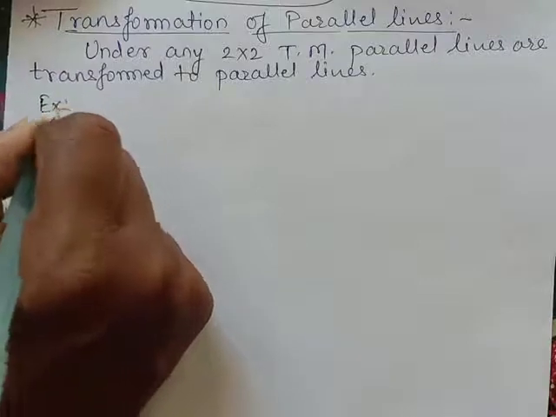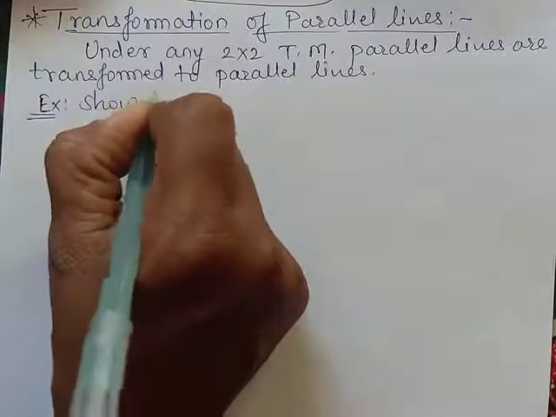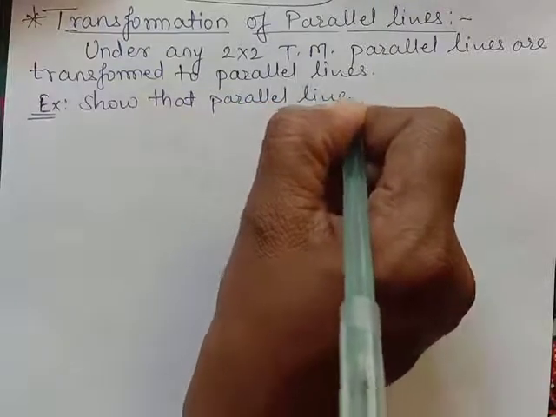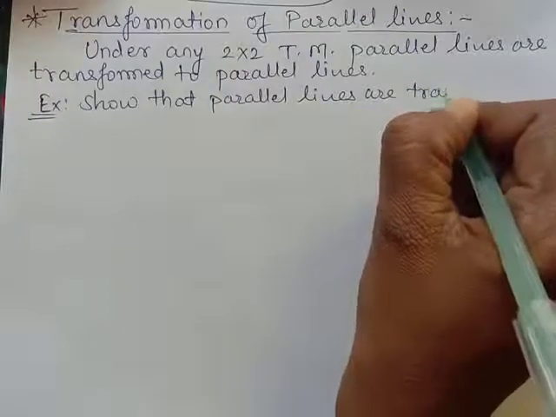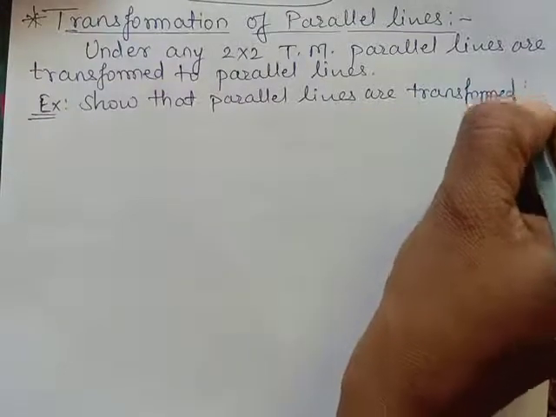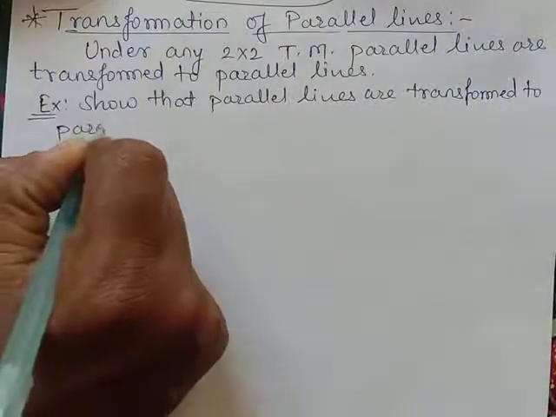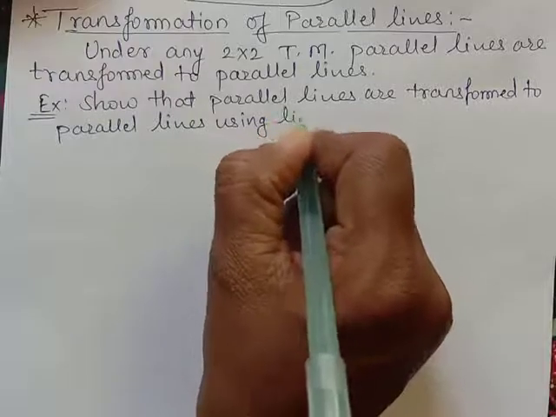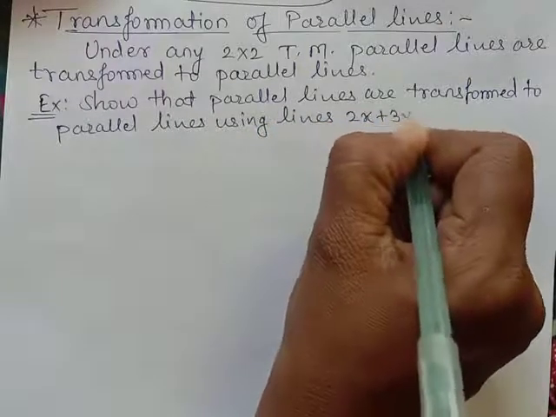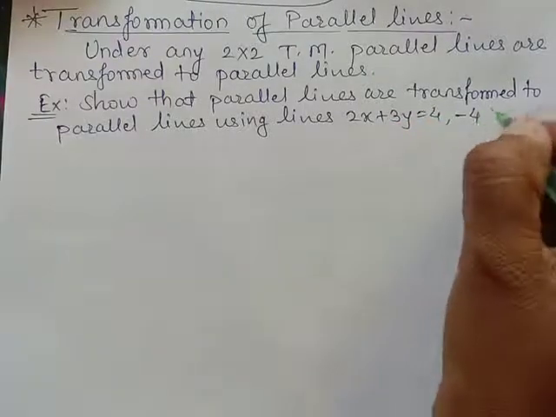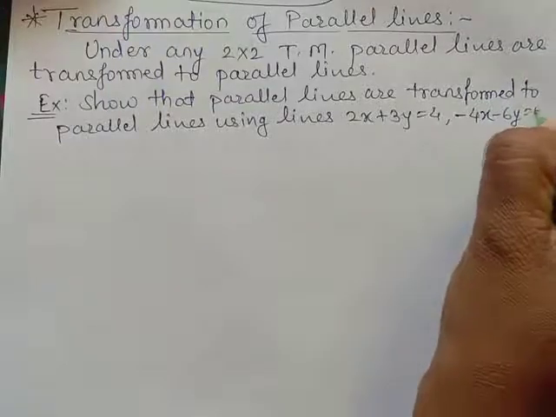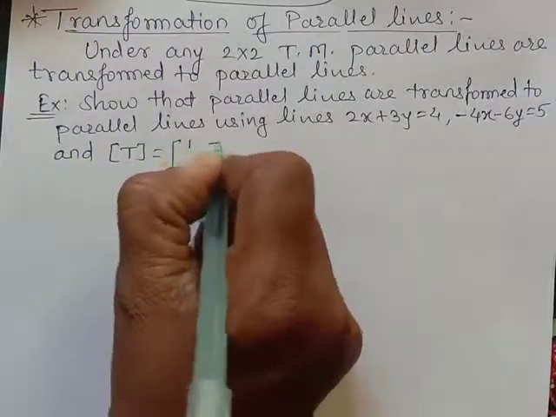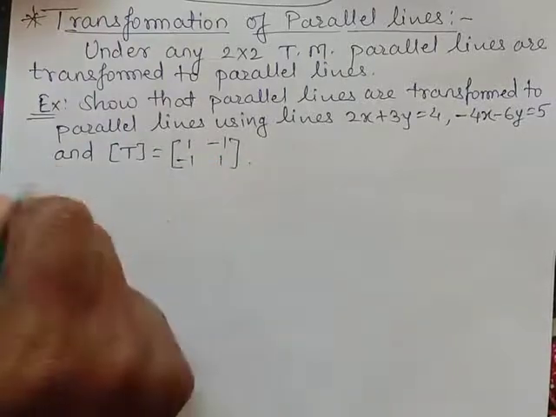Now let me take one example for showing this. Show that parallel lines are transformed to parallel lines using the lines 2x plus 3y equal to 4, minus 4x minus 6y equal to 5, and T equal to the matrix [1, -1; -1, 1]. Solution.